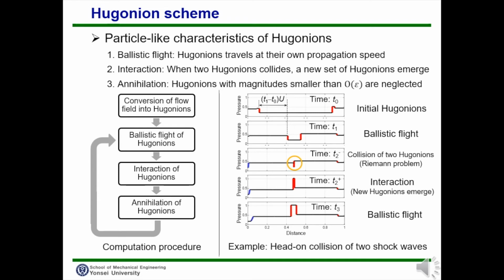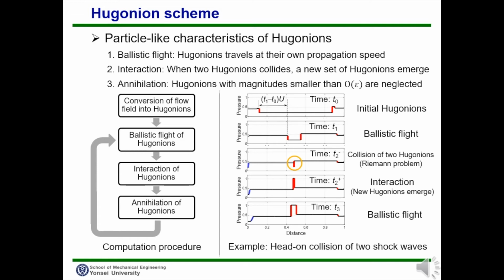Second is interaction. When two Hugoniots collide, a new set of Hugoniots emerges. Third is annihilation. Not all Hugoniots emerging from interaction have significance. Those with magnitudes much smaller than order epsilon can be neglected without degrading the accuracy.